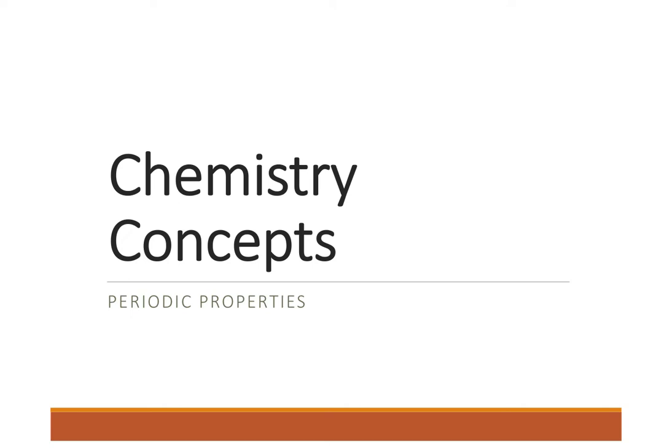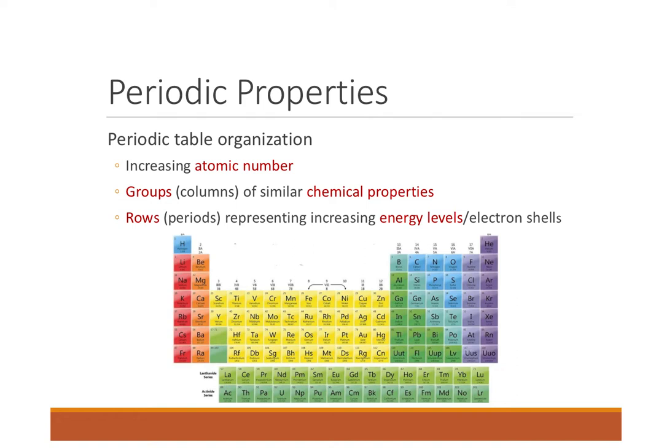In this video, I want to talk about the periodic properties of elements and how that relates to where they are placed on the periodic table. Now, you already know that the periodic table is organized by increasing atomic number. So we start with an atomic number of one, or one proton, found in hydrogen, and move across the periodic table one row at a time, counting up to 118.